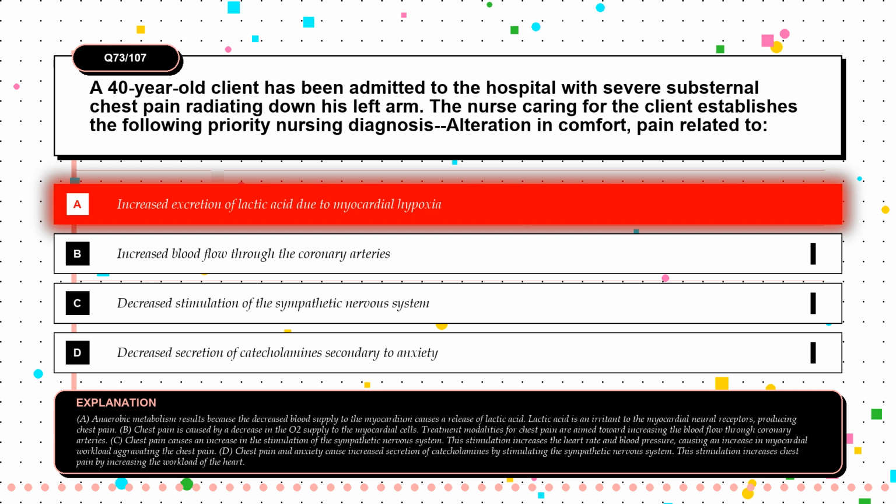B. Treatment modalities for chest pain are aimed toward increasing the blood flow through coronary arteries. C. Chest pain causes an increase in the stimulation of the sympathetic nervous system. This stimulation increases the heart rate and blood pressure, causing an increase in myocardial workload, aggravating the chest pain. D. Chest pain and anxiety cause increased secretion of catecholamines by stimulating the sympathetic nervous system. This stimulation increases chest pain by increasing the workload of the heart.